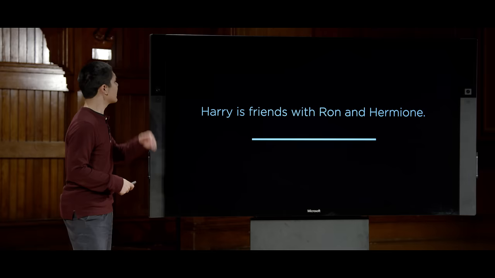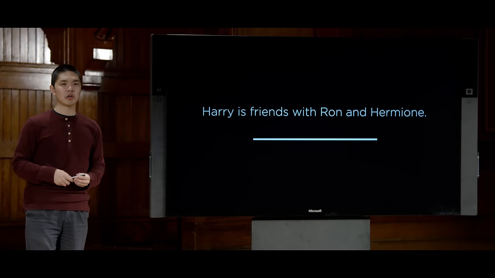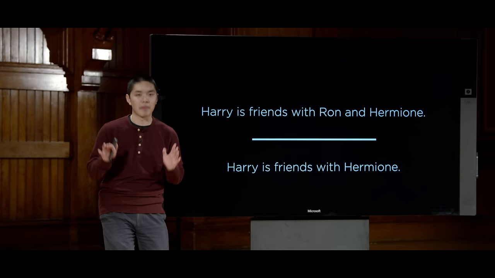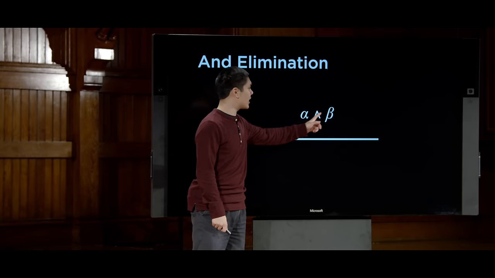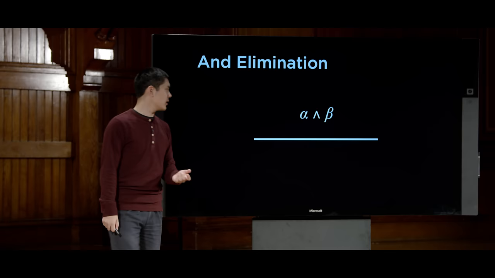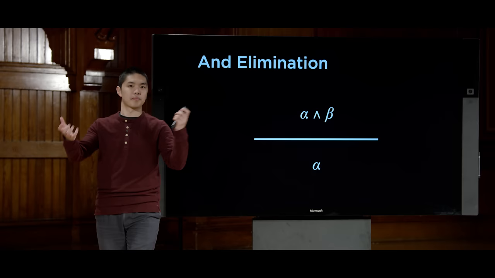Let's take a look at another example. Fairly straightforward, something like Harry is friends with Ron and Hermione. Based on that information, we can reasonably conclude Harry is friends with Hermione. That must also be true. And this inference rule is known as and elimination. What and elimination says is that if we have a situation where alpha and beta are both true, I have information alpha and beta, well then, just alpha is true. Or likewise, just beta is true. That if I know that both parts are true, then one of those parts must also be true.